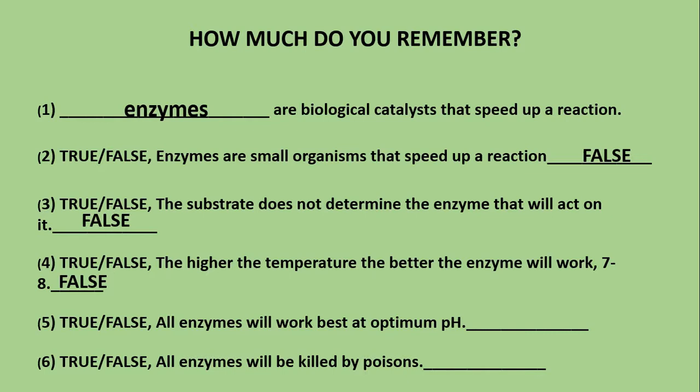True or false? All enzymes will work best at optimum pH. I guess we all have this one. It's true. Yes. All enzymes will be killed by poison. All enzymes will be killed by poisons. True or false? Enzymes can't be killed because they are not alive. Alright? It's actually chemical, so of course you can't kill the enzyme. You can actually denature the enzyme.